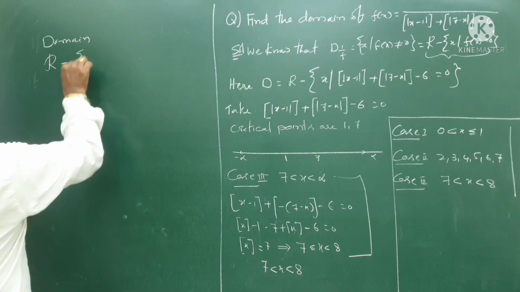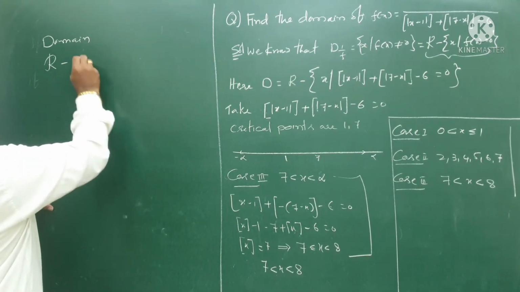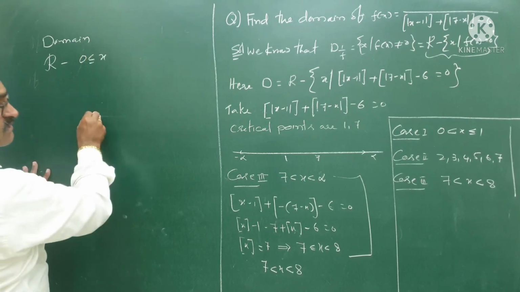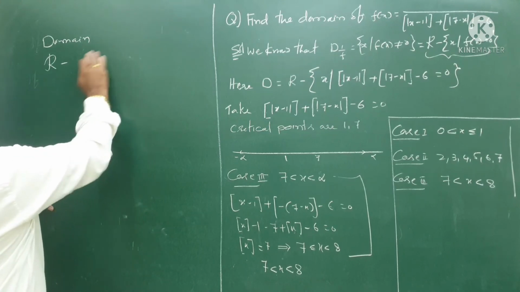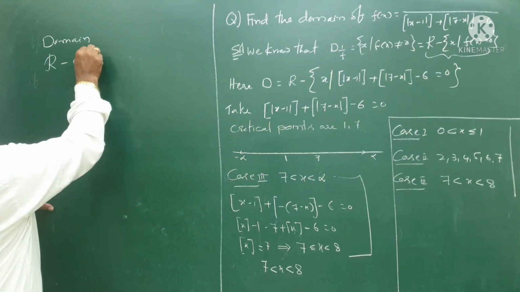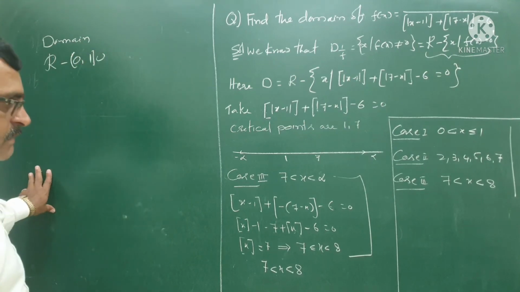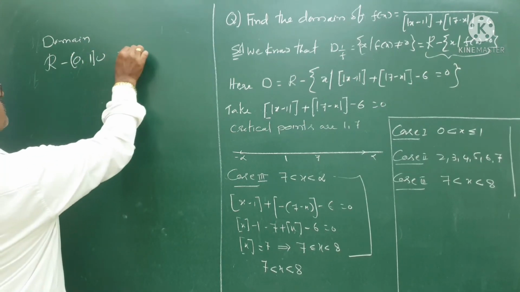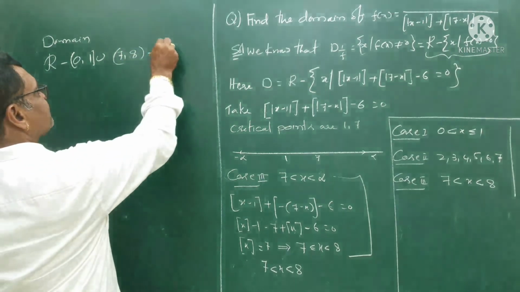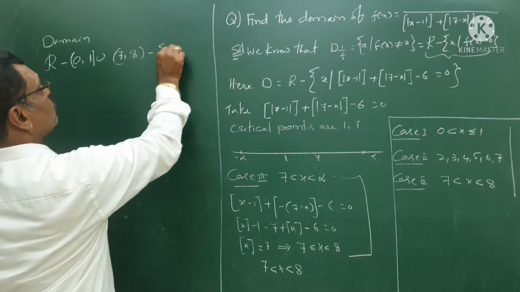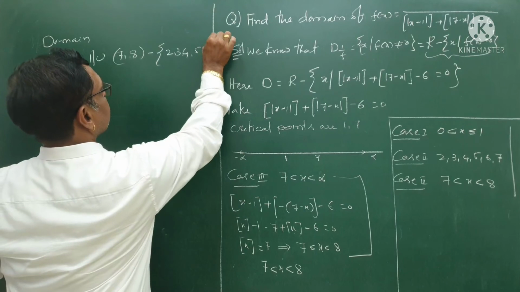What is the first one? 0 less than or equal to x. Sorry, 0 less than x less than or equal to 1. Or I'll go for 0 to 1 close open, union 7 to 8 open interval, minus the discrete set that is equal to 2, 3, 4, 5 and 6. This is the domain.